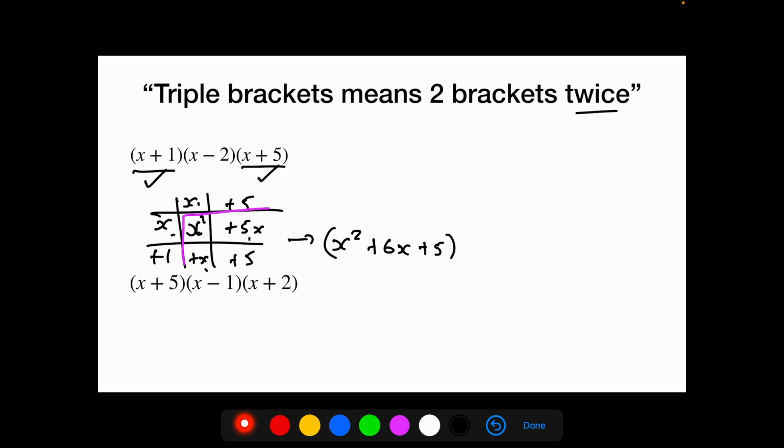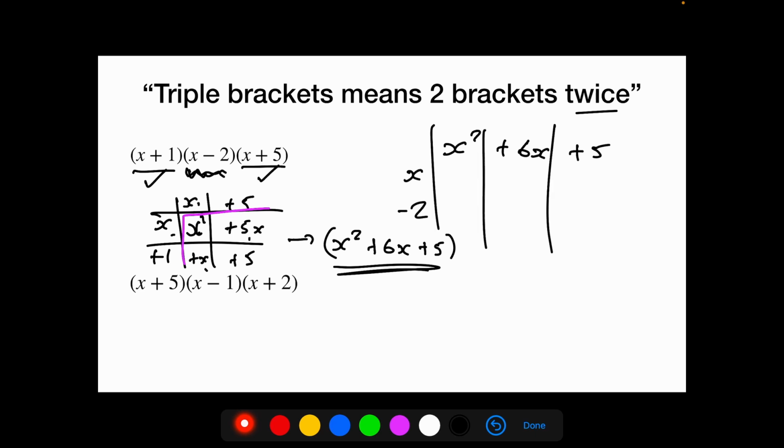So we're going to take this bracket here, and we're going to multiply it by this one. So how do I do that? Well, I'm going to do another grid again. I'm going to use this one more time: x squared plus 6x plus 5. And now I'm going to use the other bracket, x minus 2. So here we go, something like this.